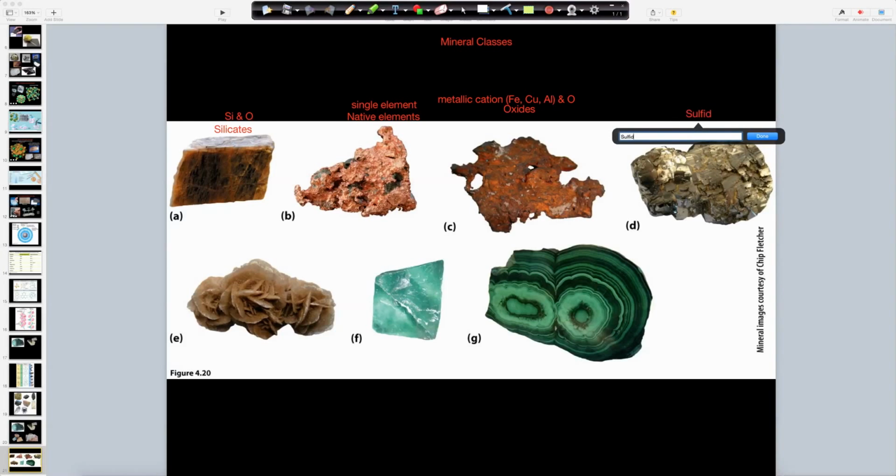Sulfides. Sulfides have a metallic cation and sulfur. So pyrite, iron is a metallic cation. It's combined with sulfur to make pyrite. Galena is a lead sulfide. It's basically lead and sulfur, another example. Because they're metallic cations, these also generally have a metallic luster.